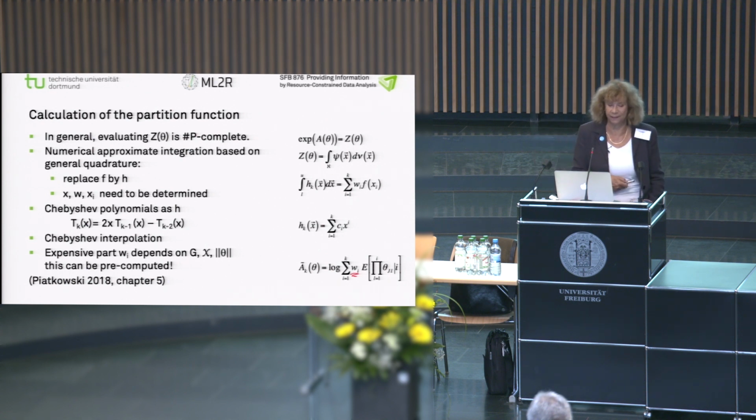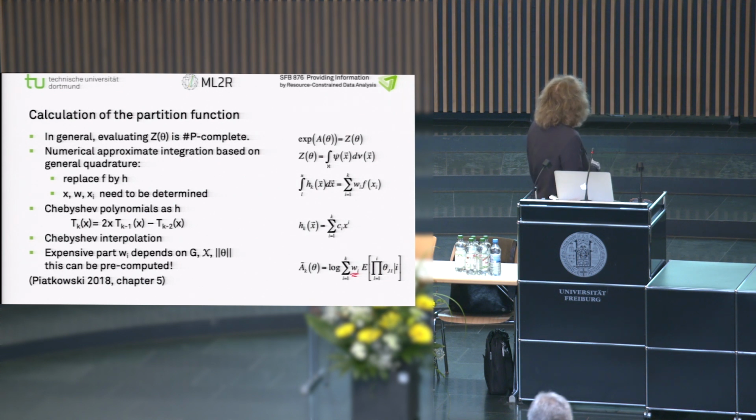So that's too bad. And then numerical approximate integration is based on general quadrature. What is done there is you replace the function of the integral by another one, and then you need to determine the particular values. And then, which other function should that be? That should be, in this case, Chebyshev polynomial, because there is some nice theoretical work on the behavior of that.